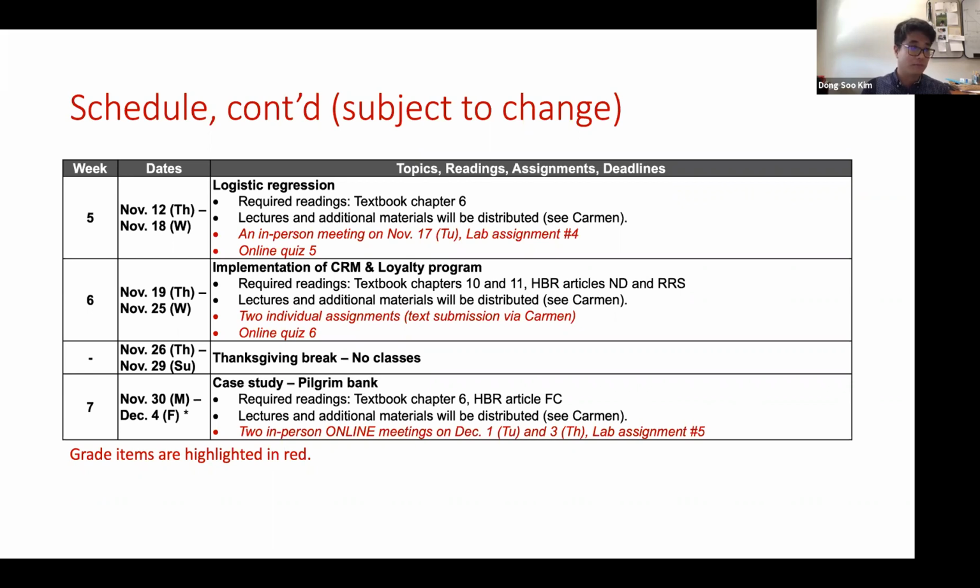As you know well, all courses will turn online after Thanksgiving, so those lab meetings will be online only through Zoom. In the schedule table, grade items are highlighted in red. To get credit, you have to do all of those items. And you can find the schedule in our course syllabus as well.